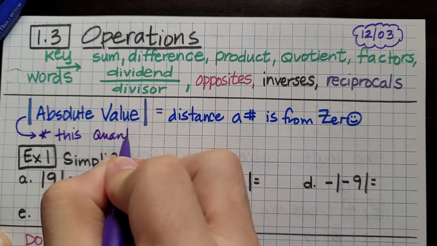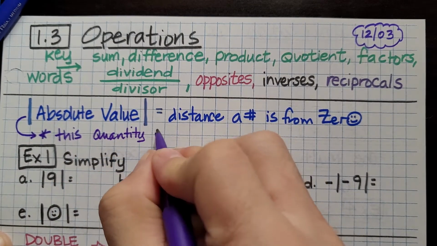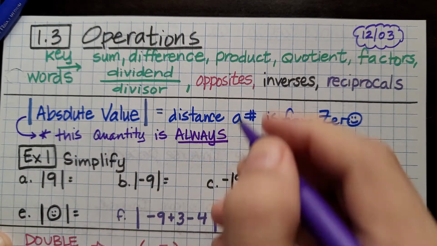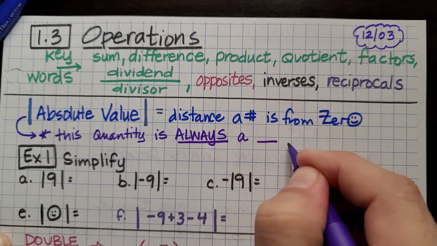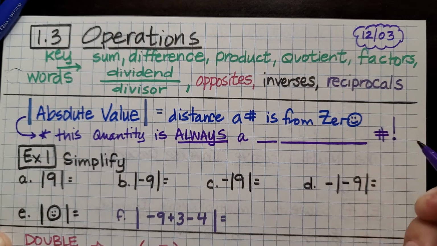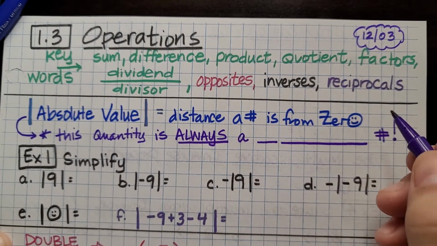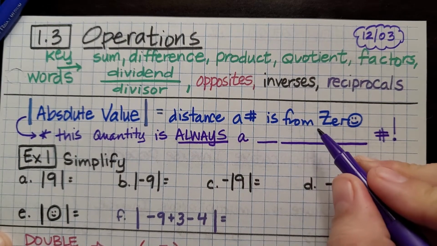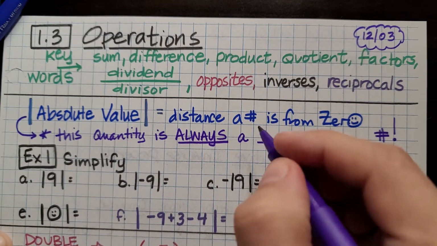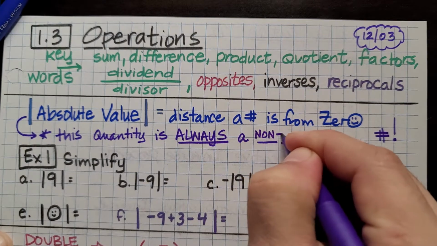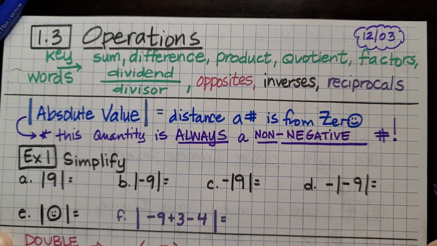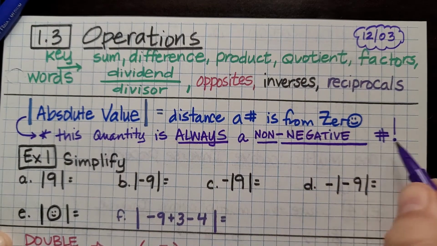this quantity is always a blank, a hyphenated word, number. The word that you might lean towards, and it's not the best word to use in this situation. Some people have learned this is always a positive number. Well, no, it's not. It's always a non-negative number. What's the difference between non-negative and positive?